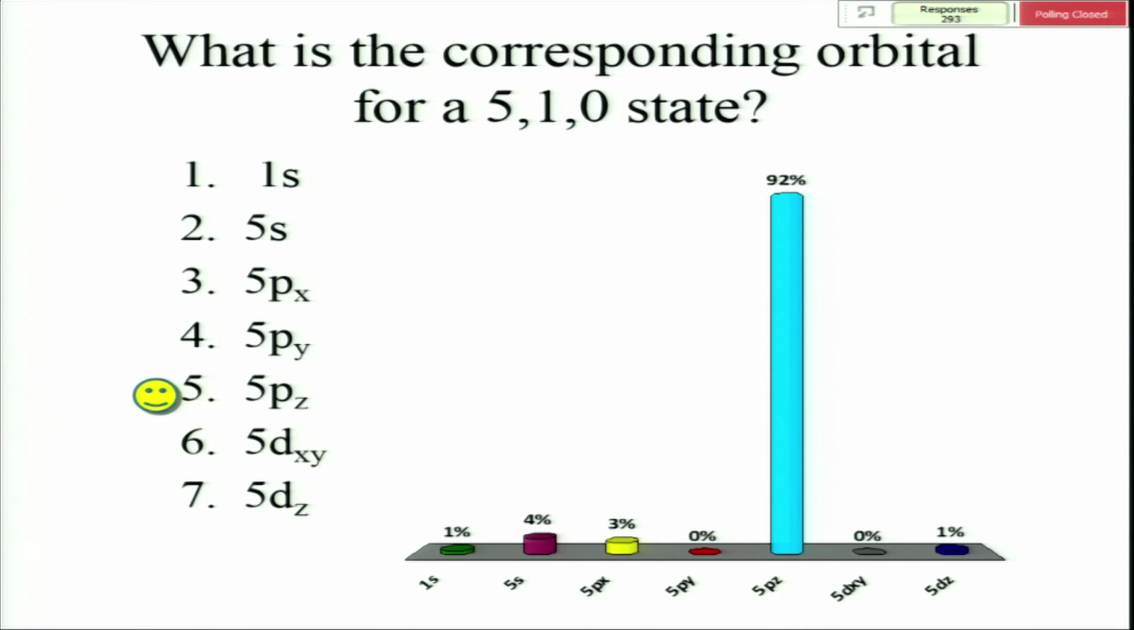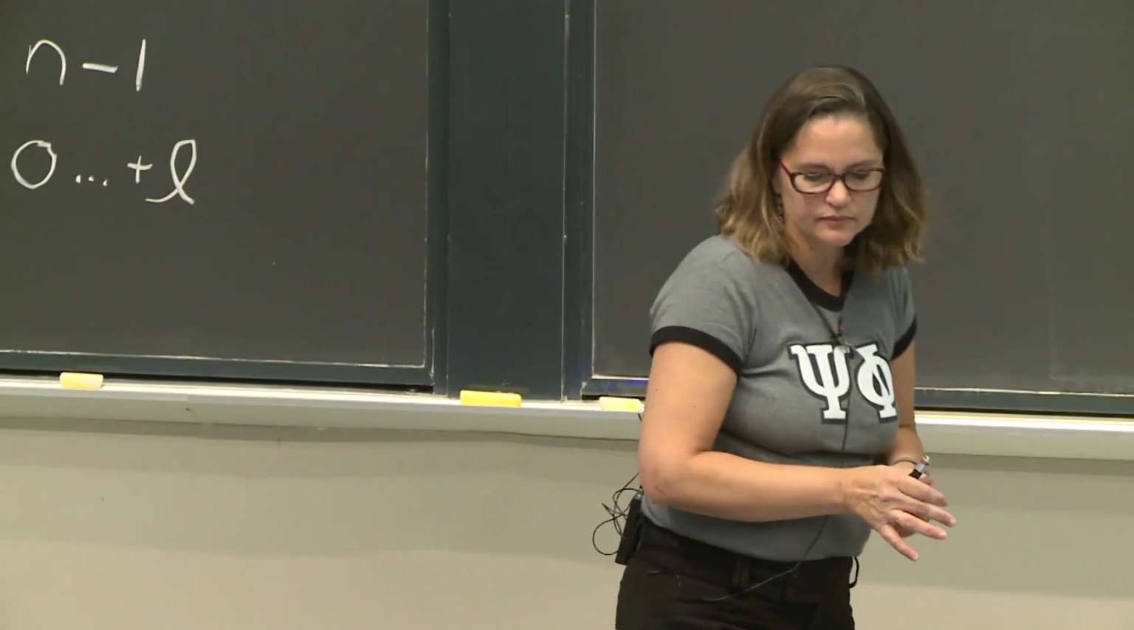Excellent. Right, so you're getting the hang of this. It's great, it's always nice when some things are pretty straightforward. So n equals 5, L equals 1, which means p orbital, and m equals 0, which means pz.